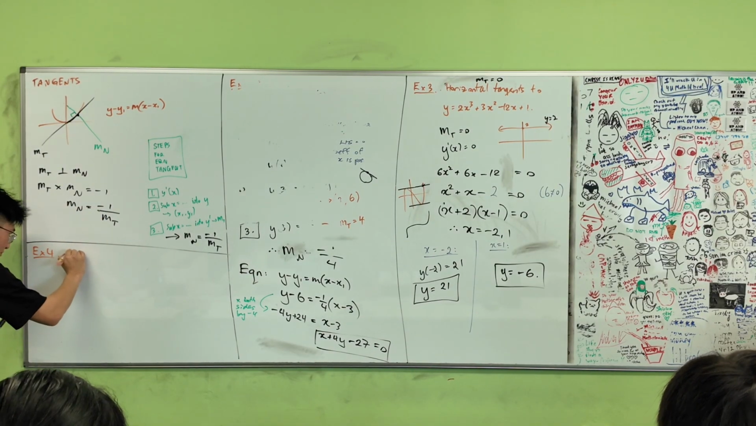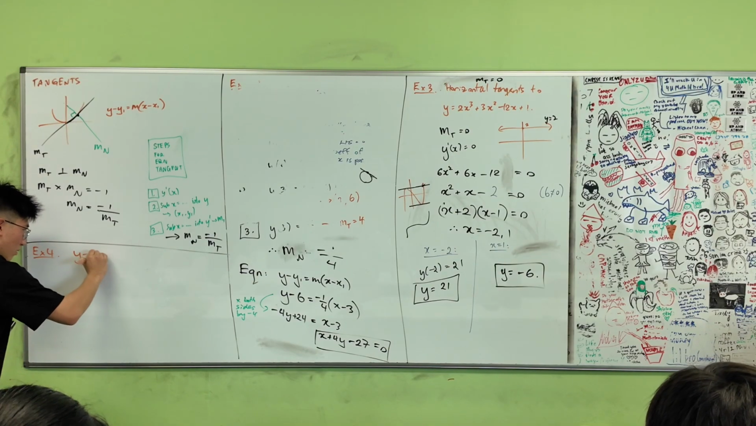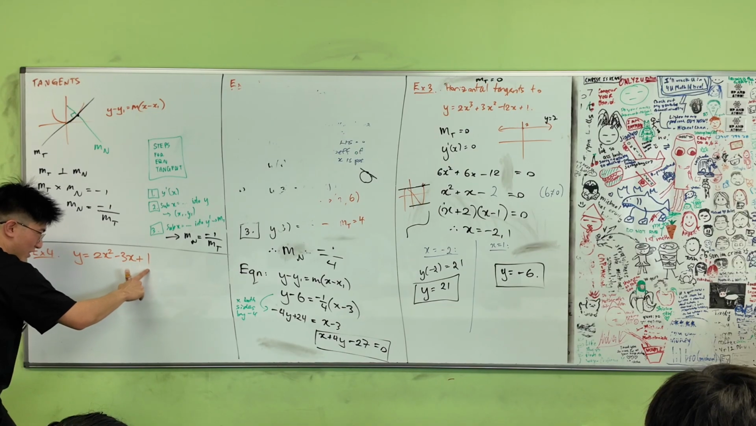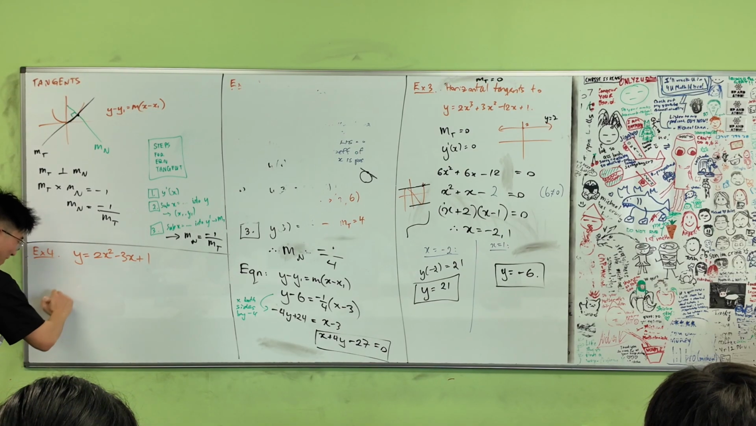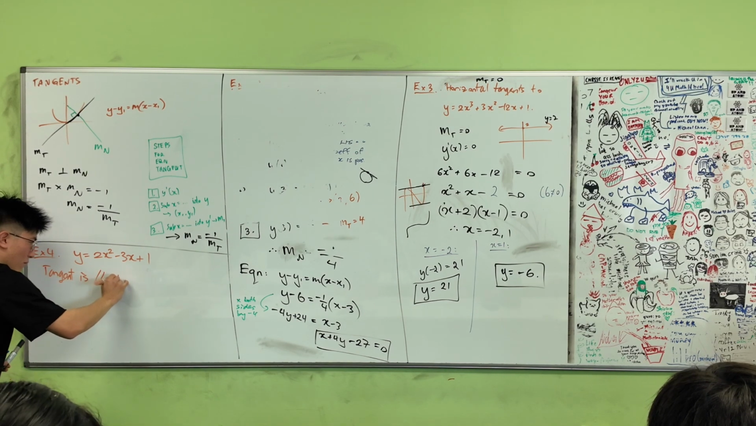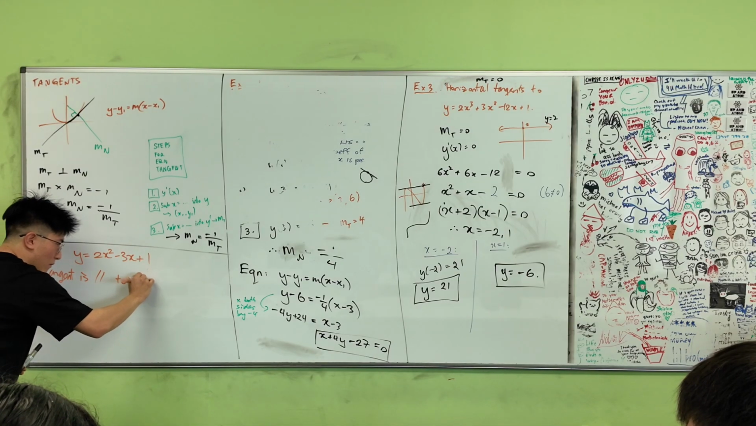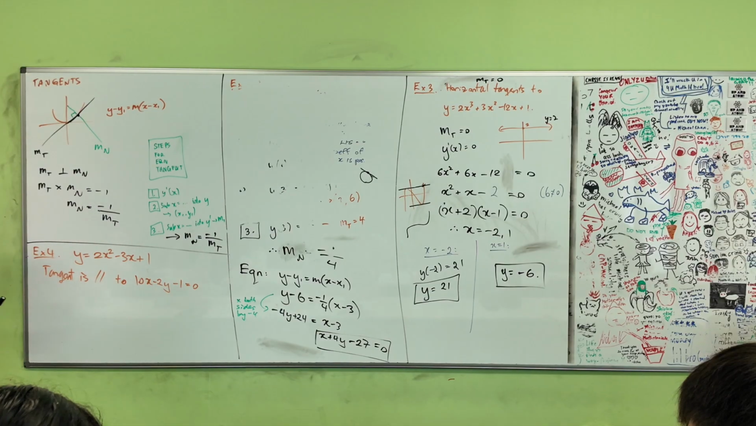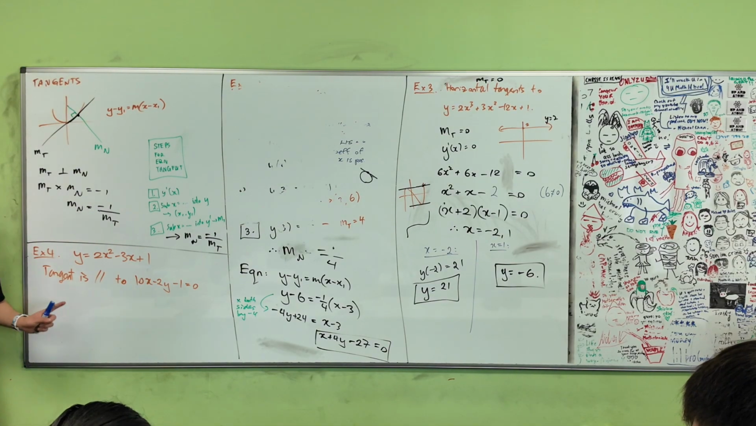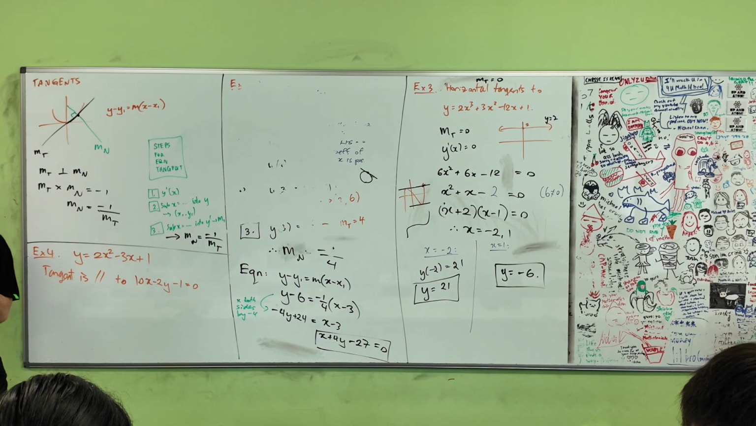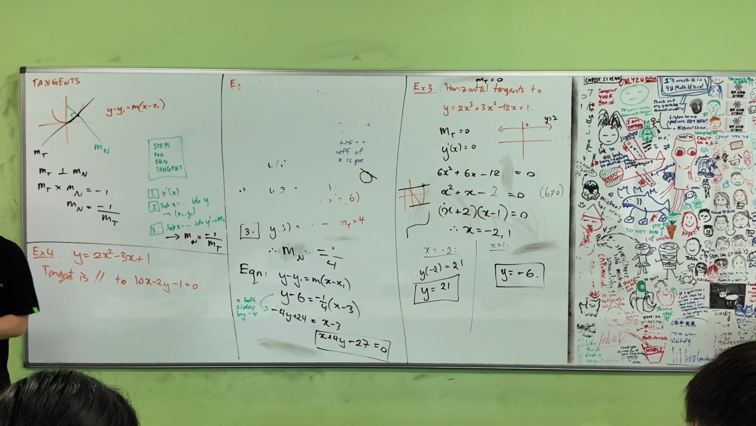Can someone read out the equation to me? y equals 2x squared minus 3x plus 1. Thank you. It's parallel to the line L, 10x minus 2y minus 1 equals 0. Thank you. It's asking you for where the tangent touches the curve. All right? Where the tangent touches the curve.